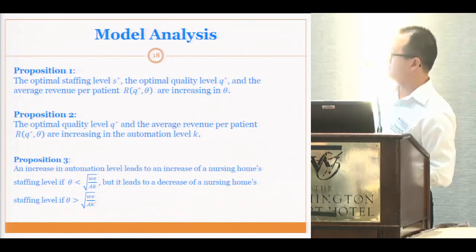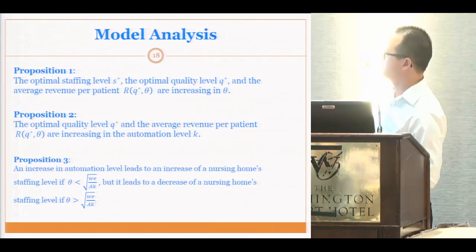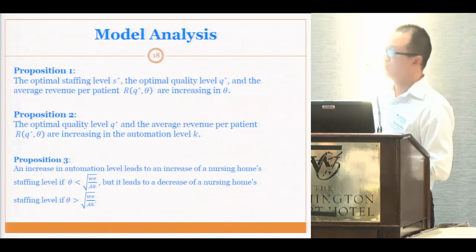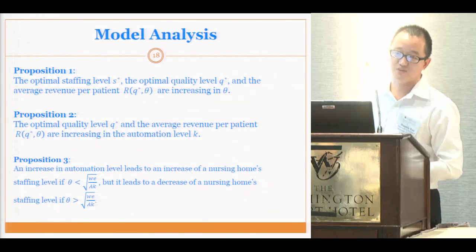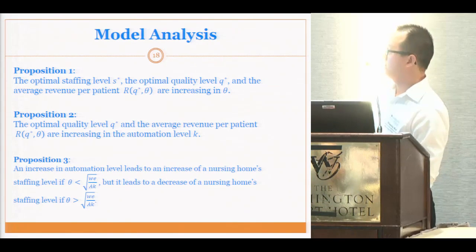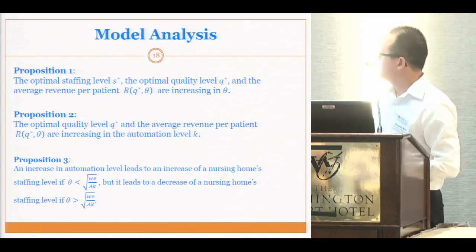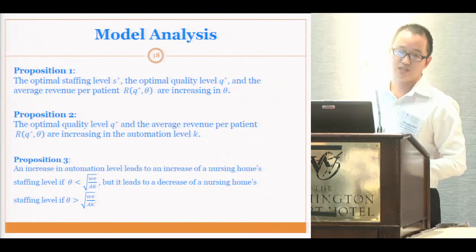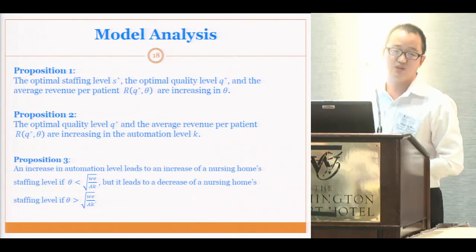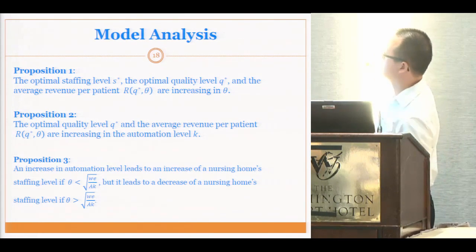Now, this part is what we are most interested in. What this is saying is that if your vertical position is smaller than a certain threshold, then an increase in automation level will actually increase your staffing level. So if you are at the lower end, then an increase in your automation level means, because of your optimization problem, you will increase your staffing level. On the other hand, if your vertical position is above that threshold level, meaning you are at the high end, then you will optimally choose to decrease your staffing level after you adopt some new automation technology in your nursing home. So that's the prediction from the model.